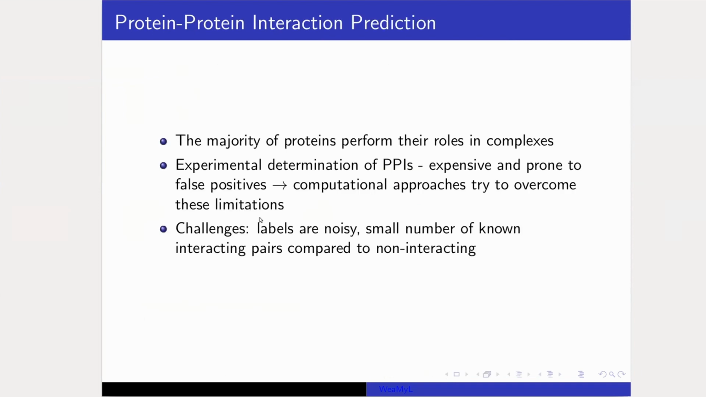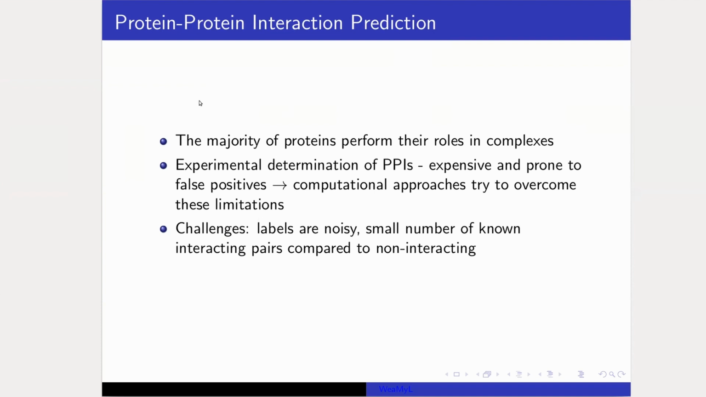Protein-protein interaction prediction is linked to this problem because the majority of proteins perform their roles not independently, but in complexes formed of multiple such interactions. These interactions can be determined experimentally. However, this procedure is expensive and can also be prone to false positives. So there has been an interest in designing computational approaches that can overcome these limitations and can reliably detect if a pair of protein sequences interact or not.